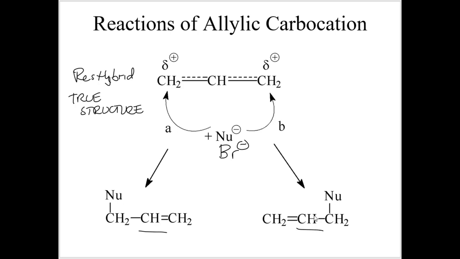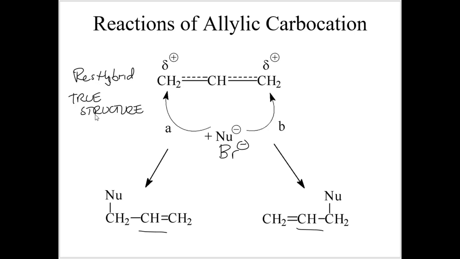Now, these two products are exactly the same, right? Because they're both basically a double bond with the bromine, in this case, attached to CH2. So they're identical products, but they come about by reacting the bromine with two different carbons. Now, one of the problems here is when you add the nucleophile or the bromine to one carbon, the double bond goes to the other carbon, and sometimes reacting the resonance hybrid can be kind of confusing.